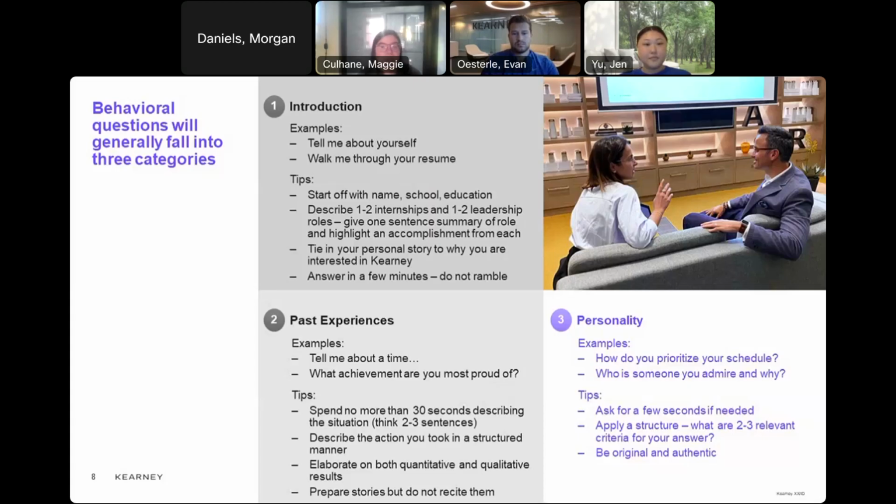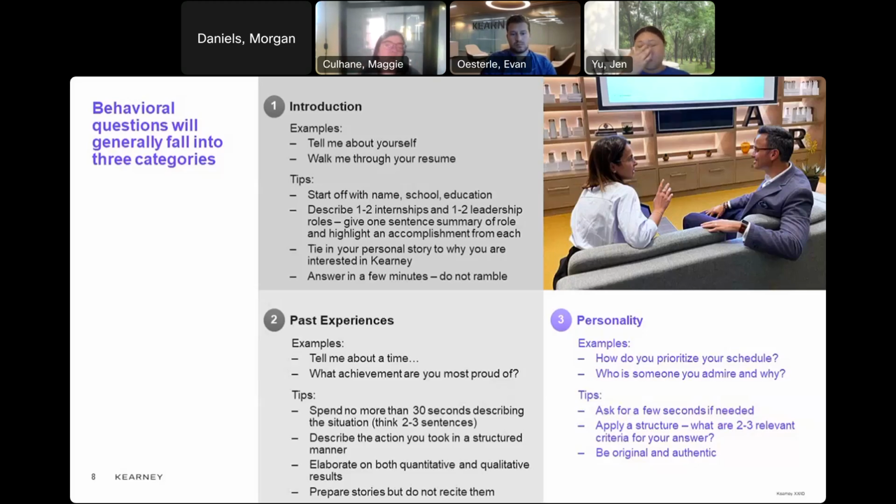The second bucket is past experiences. So this could be something like, tell me about a time where you failed or where you worked with a difficult teammate, or what achievement are you most proud of? Again, you can take some time. You don't have to answer right away. Take some time to think through, what is the situation? What were the actions you took? And then what were the outcomes, both quantitative and qualitative?